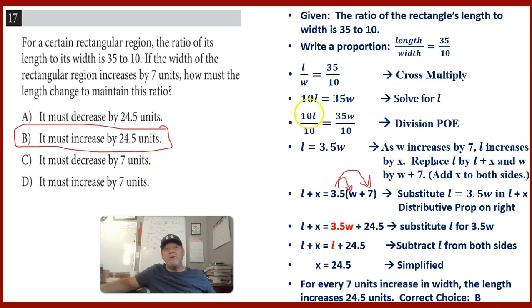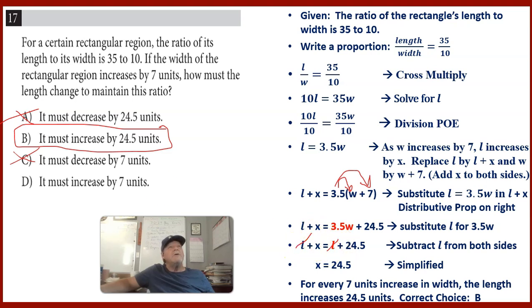Now I knew it was going to increase, right? Going to increase. So I knew I could have ruled out A, and I could have ruled out B. I just had to find the amount, and this is how you find that amount. All right, hopefully you were able to understand that. I accidentally said solving for W, and we're really solving for X by canceling out that L right there.